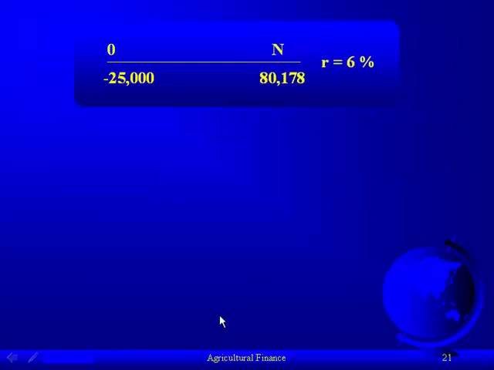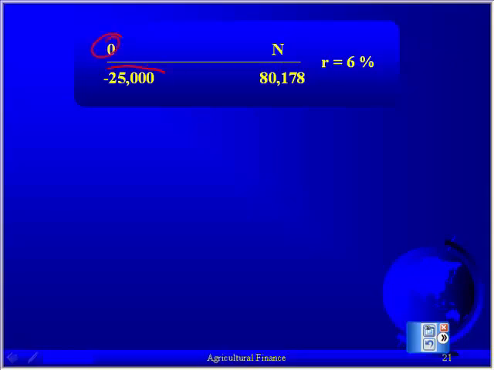So we can look at our timeline. Today, we put $25,000 in the bank. We want to draw $80,178 to pay for our Porsche. The bank is paying 6% interest. The question is, how long do we have to wait before we can get our dream car?